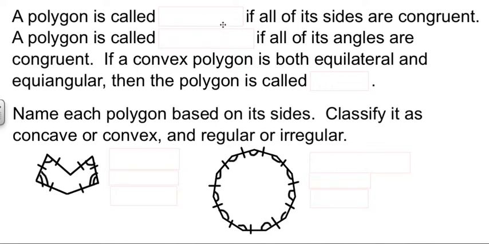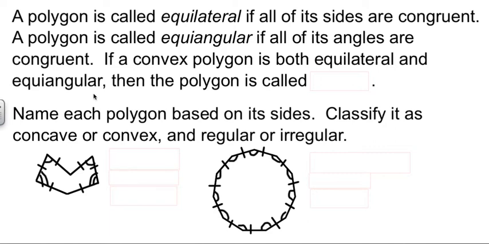Okay. A polygon that has all of its sides congruent is called equilateral. You can see it right there in it. Equal, lateral meaning side, so equal sides. And it's called equiangular if all of the angles are congruent. And if it meets both descriptions, it's equilateral and equiangular, and it's also convex, then it's called a regular polygon.